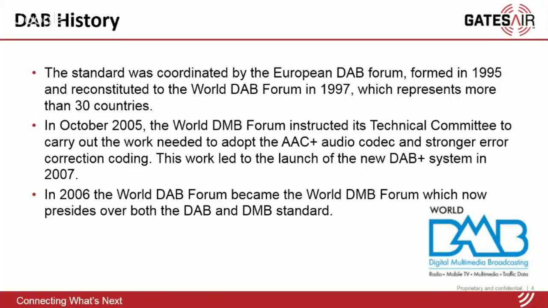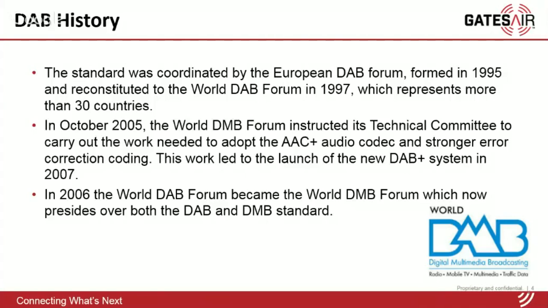In 2005, the World DMB Forum had their technical committee start working on what needed to be done for a new codec, a more efficient codec that was coming on the scene. AAC Plus had better error correction, better coding, more capacity, and that led to the launch of what's now called DAB Plus in 2007.